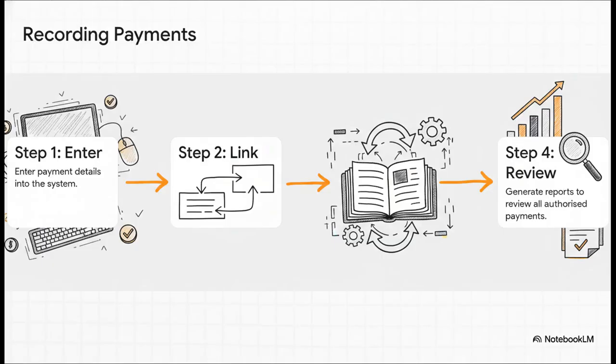Okay, so once a payment is fully authorized, the next step is to get it recorded. This involves entering the payment details into your system, and this part is key, linking that transaction directly to the specific invoice it covers. The accounting system then automatically updates your general ledger, which creates a clear audit trail. The final step is to generate reports, so you can monitor and review all your outgoing payments.